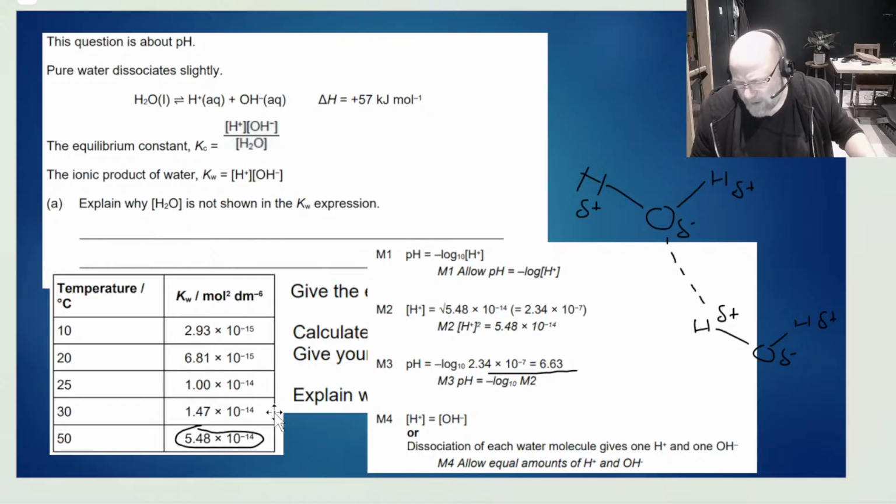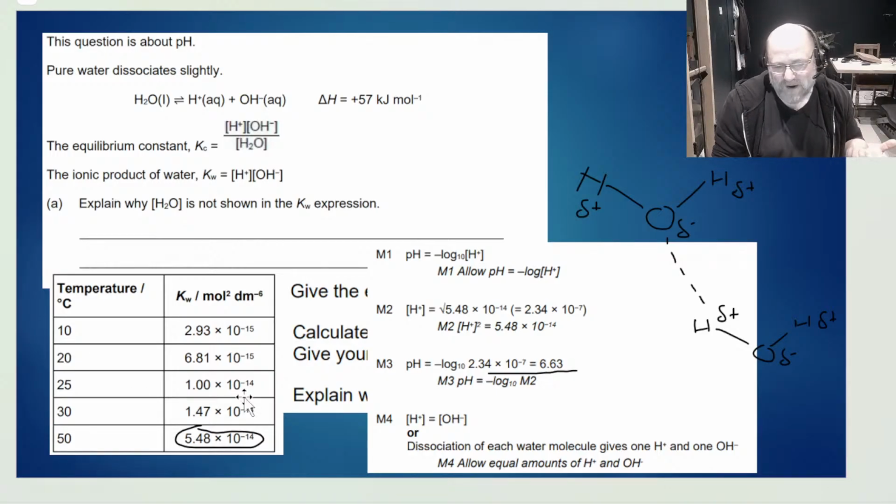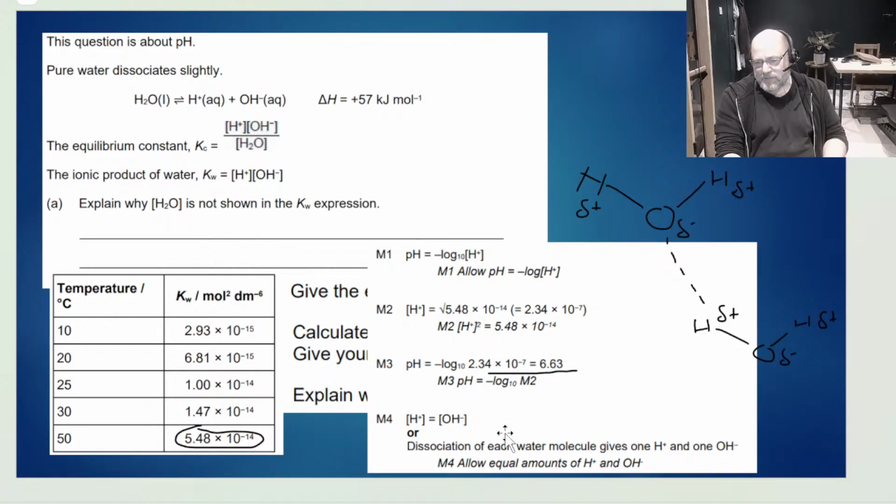Yeah, so if you did water at 25 degrees, it would be pH 7, would be neutral, but it's still neutral at these other temperatures.